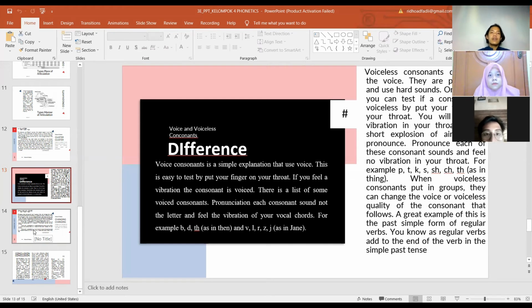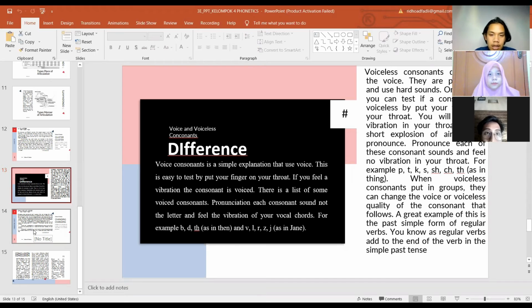Number one, voiced consonant. Voiced consonants make use of the vibration of the vocal cords in the larynx, whereas unvoiced consonants don't. It is easy to identify voiced and unvoiced consonants by putting a finger on your throat and feeling the vibration. Vocal cords are actually mucous membranes stretched across the larynx at the back of the throat.